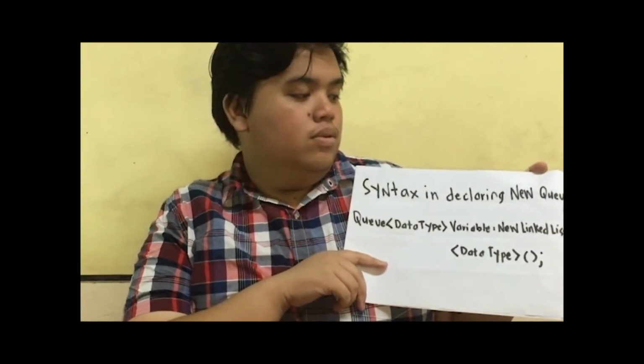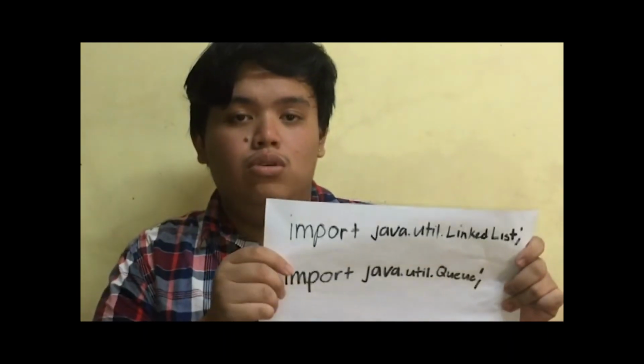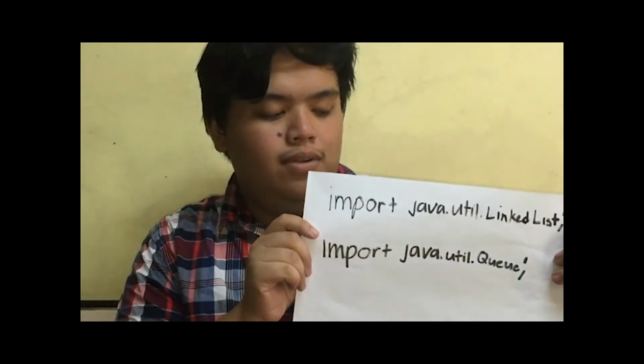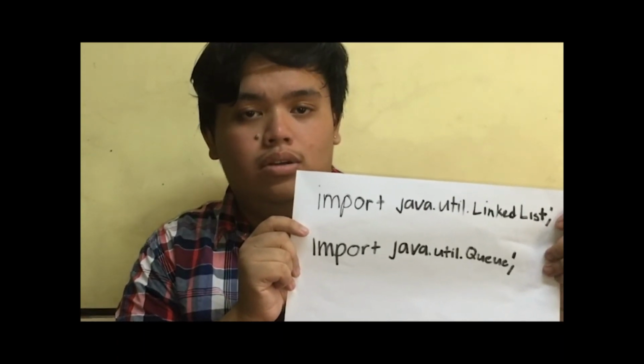Syntax in declaring a new queue: Queue<data type> variable = new LinkedList<data type>(). Example number 1: Queue<Integer> num = new LinkedList<Integer>() for numbers, and example number 2: Queue<String> name = new LinkedList<String>() for strings. We need to import java.util.LinkedList and import java.util.Queue to run the queue program without error.